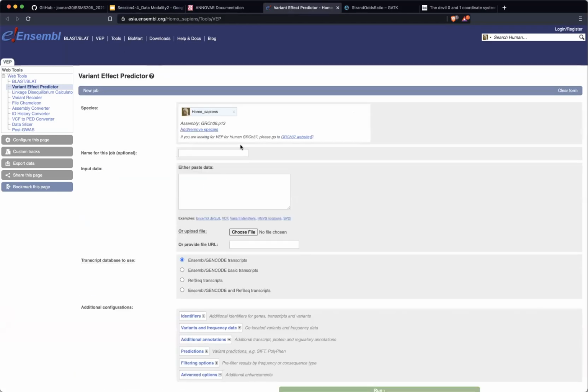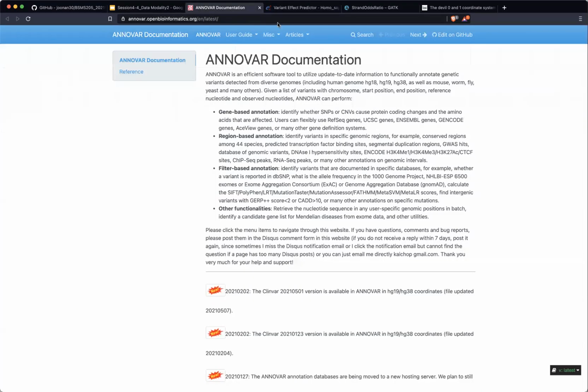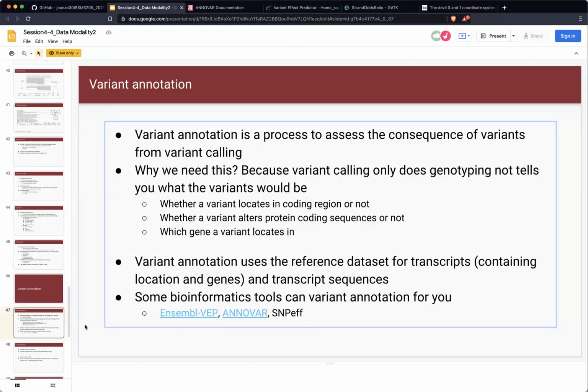VEP is short for Variant Effect Predictor. You can put your variant information here, and you can see how the mutation changes in a reference data set, or you can use other tools like ANNOVAR.